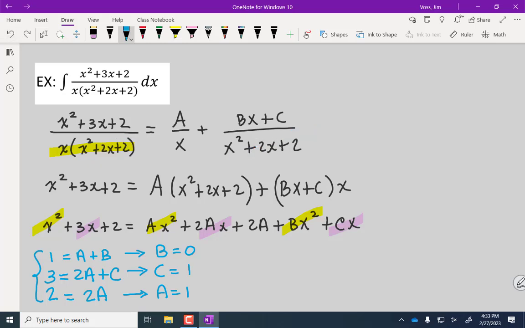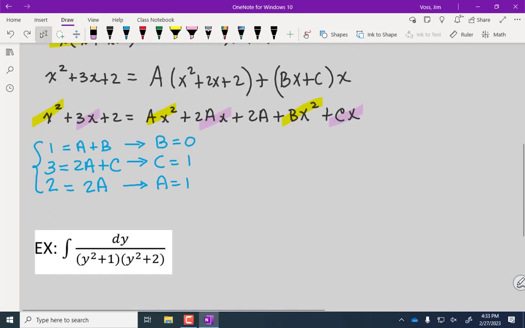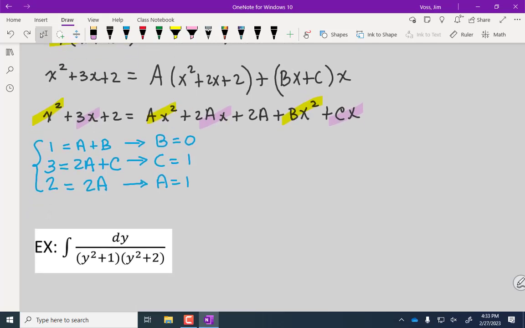So you got 1 equals a plus b. I understand that part. But my question is, when you put b equals 0, how come you couldn't have solved for a instead of b? Well, we solved for a first. Down here, we got that a is 1.